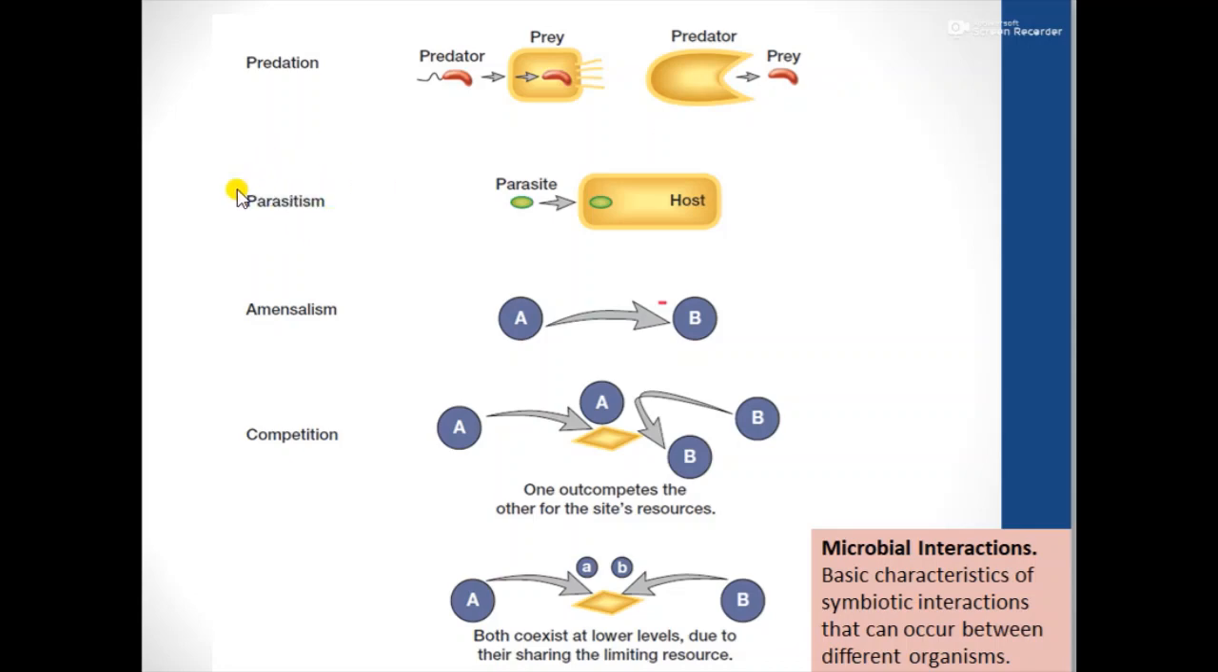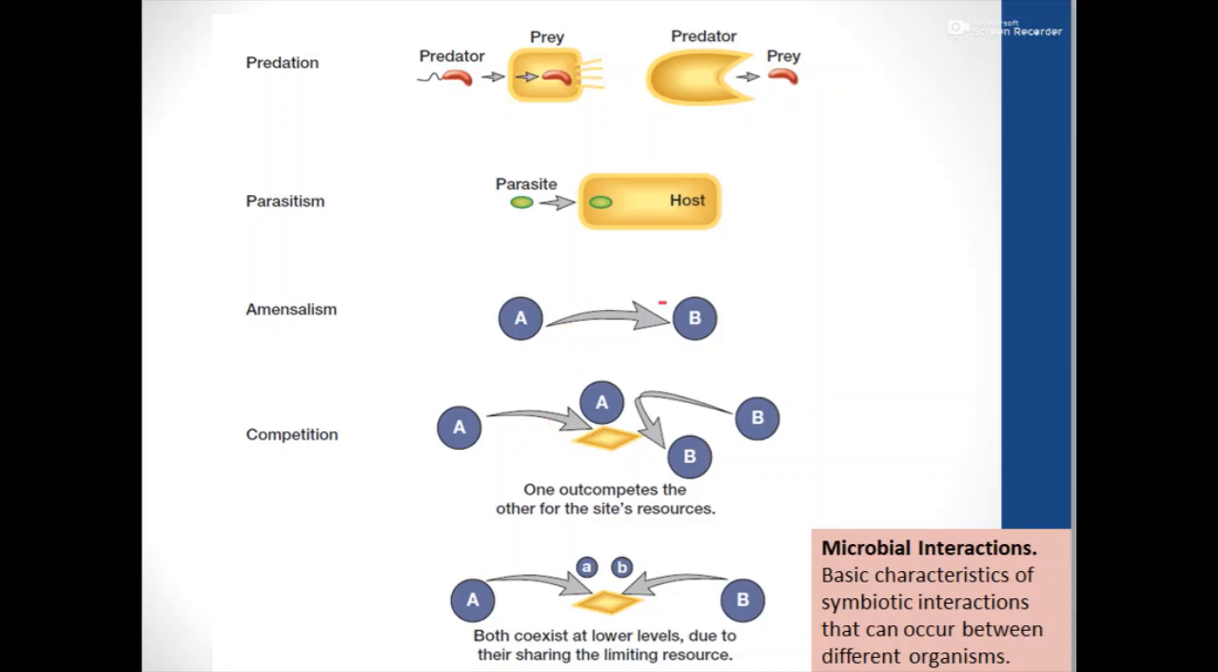Then we have another one called parasitism, where the parasite enters and multiplies within the host. Of course, you know the example of the malarial parasite, which multiplies within the human host and gives us the disease called malaria. Now, another case is amensalism. What is amensalism? It is a type of negative interaction. When two organisms A and B interact, if A interacts with B and gives a negative effect, then we refer to that as a case of amensalism.